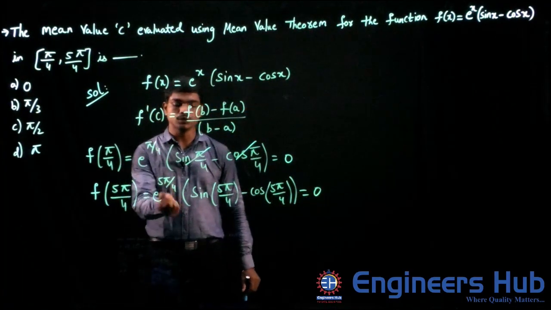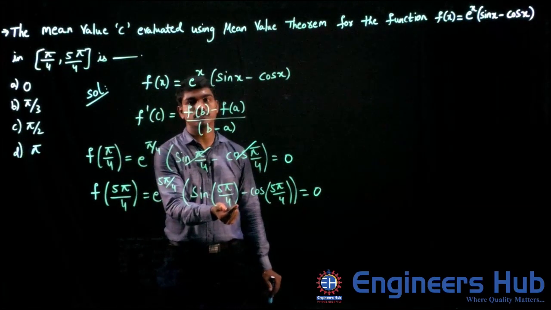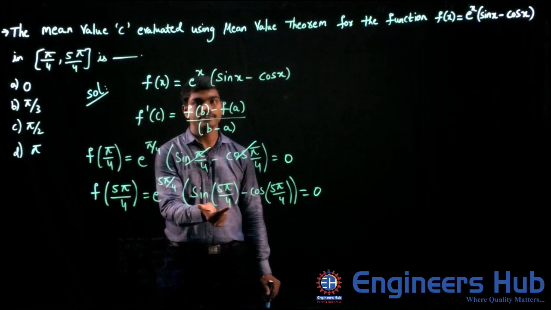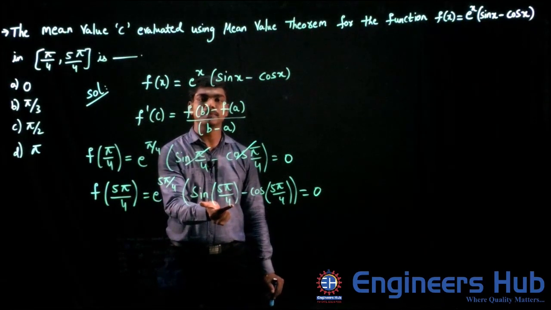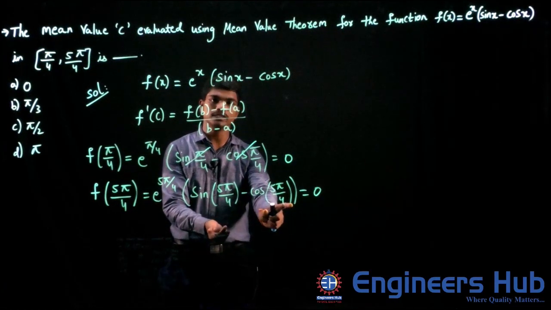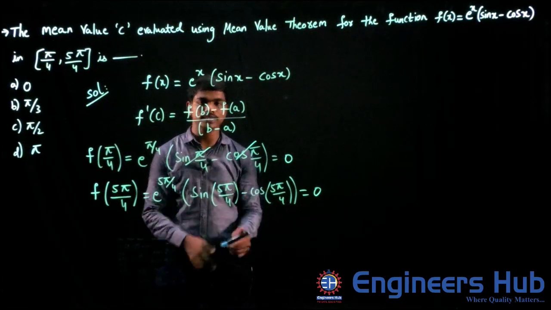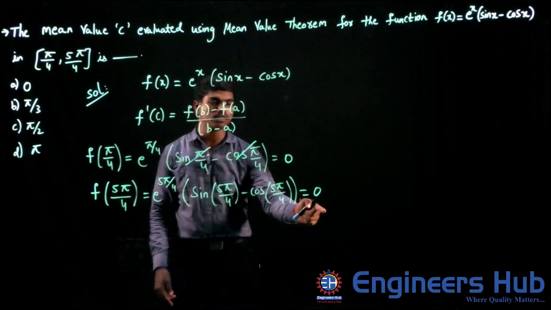This is 0 because if you see this sin of 5 pi by 4, this 5 pi by 4 falls in third quadrant where sin is negative, and the value of sin 5 pi by 4 is minus 1 by root 2. Similarly, the value of cos 5 pi by 4 is also minus 1 by root 2. So both values are numerically same, so this gets cancelled and we will have f of 5 pi by 4 is equal to 0.